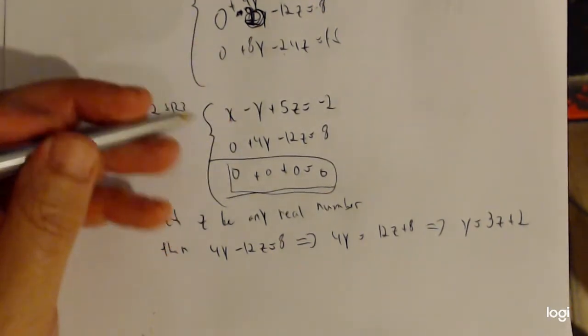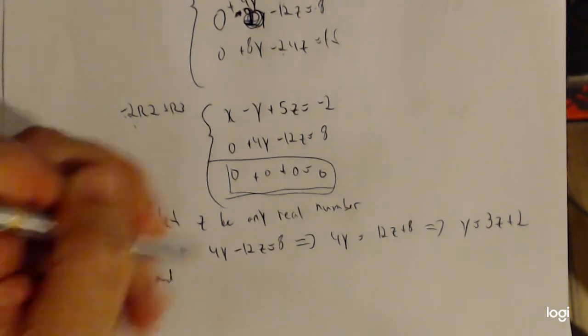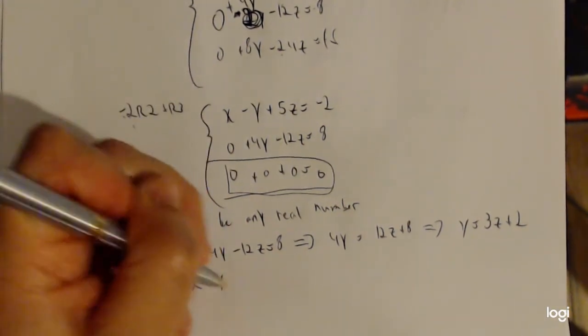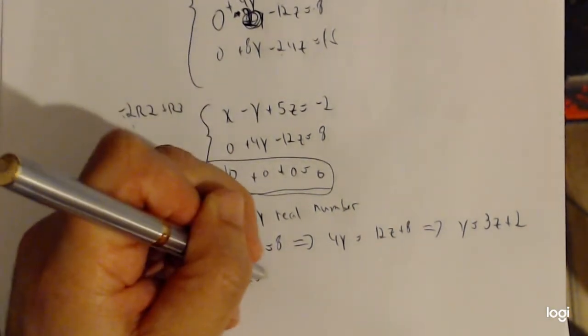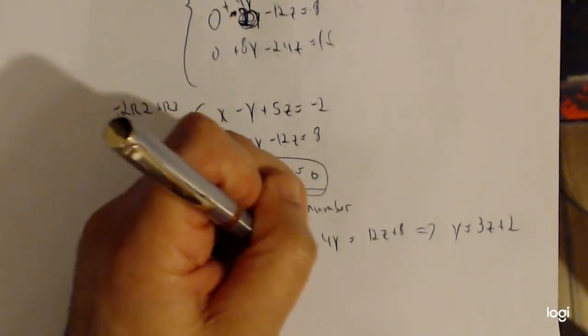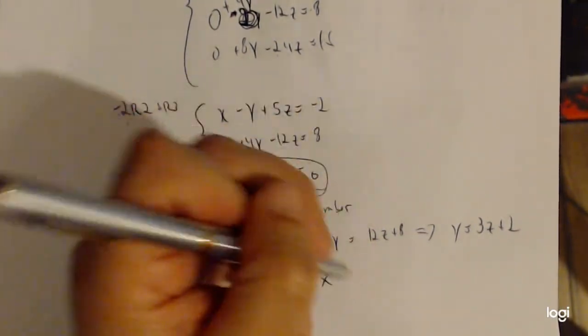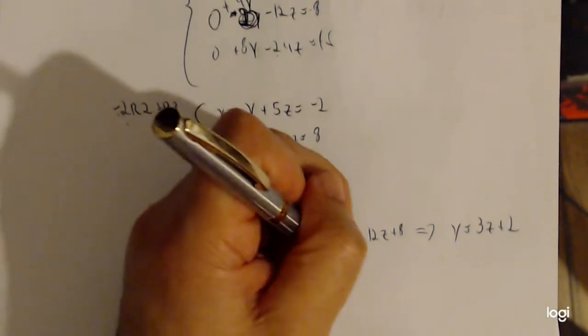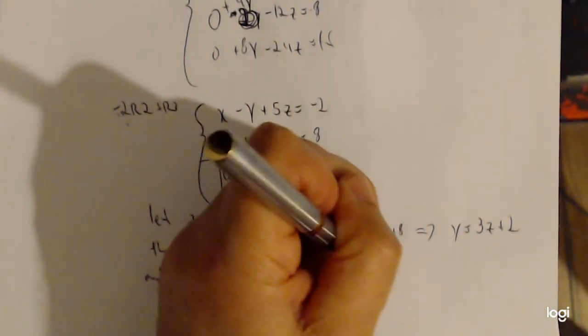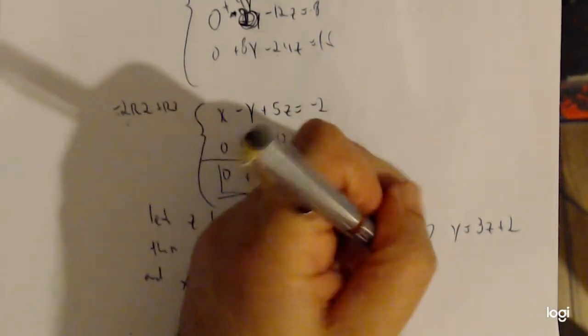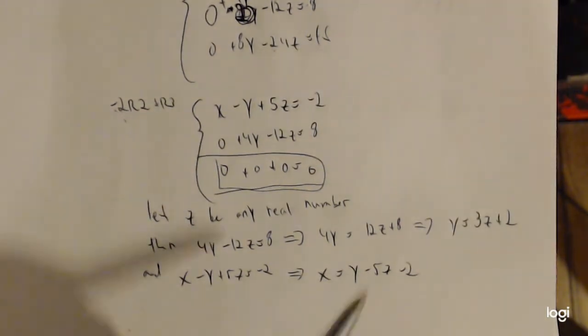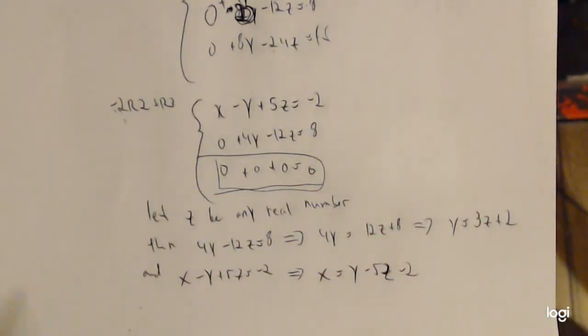And then how about x? Well, we do the same thing for x. What is it that we have? X minus y plus 5z equals negative 2, which becomes x equals y minus 5z minus 2, except I don't like this. What have I done so far? I've solved for x, haven't I? And I don't like this. How come? Because x has to be strictly in terms of z.